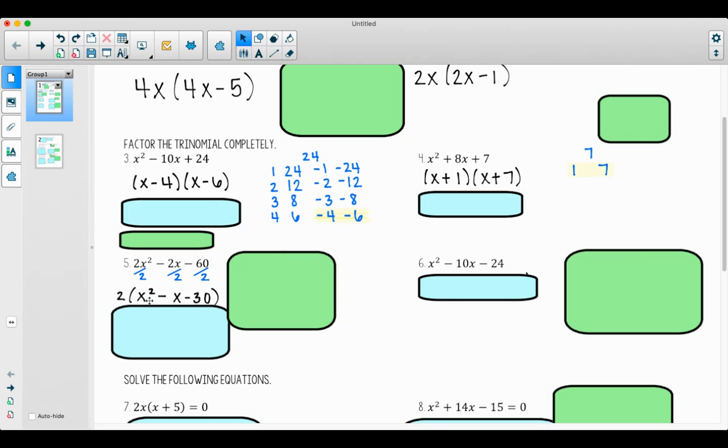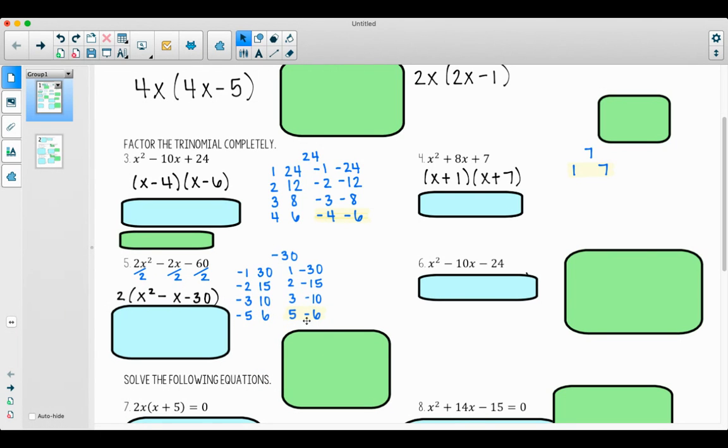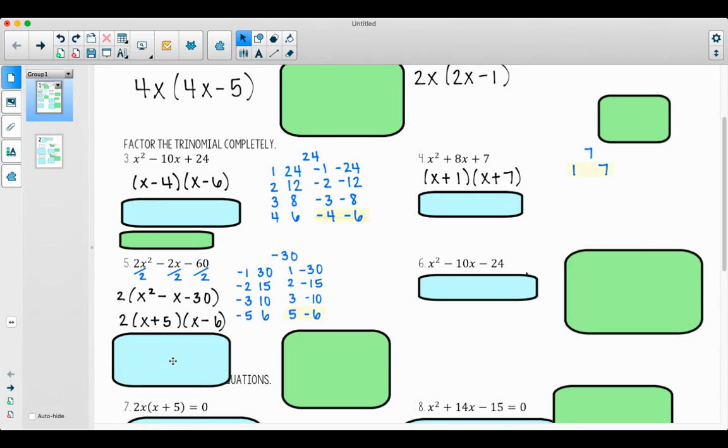I now need to look inside the parentheses of x squared minus x minus 30 and think, is there a way that I can factor this? Are there two numbers that multiply to a negative 30 and add to a negative 1? Hopefully we realize that when I list all my factors out, there is one combination that works. The combination is going to be x plus 5 and x minus 6. It's very important that we carry down that 2. That's part of my final answer. So it's 2 times the quantity x plus 5, x minus 6 for my final answer.